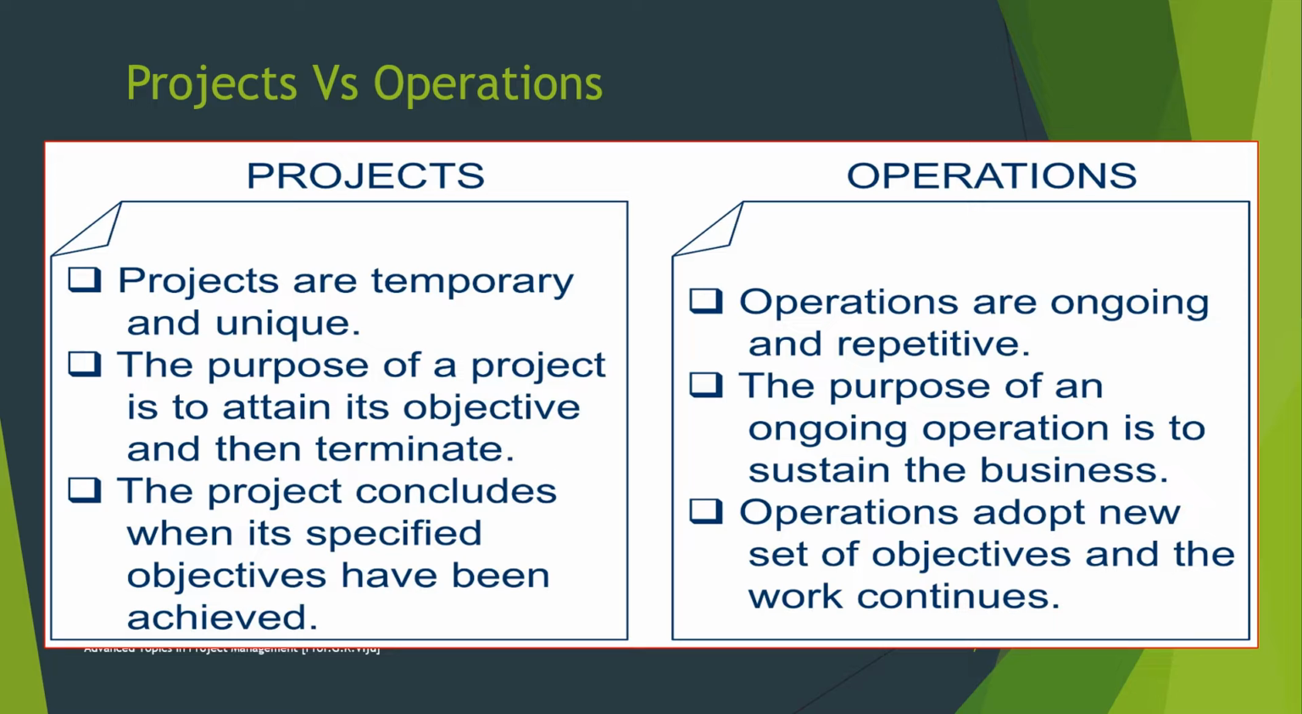Difference between projects and operations. Projects are temporary and unique, whereas operations are ongoing and repetitive. The purpose of a project is to attain its objective and then complete, that means terminate, close. But the purpose of an ongoing operation is to sustain the business for a long period of time. The project concludes when its specified objectives have been achieved, but operations adopt a new set of objectives and the work continues in the organization.